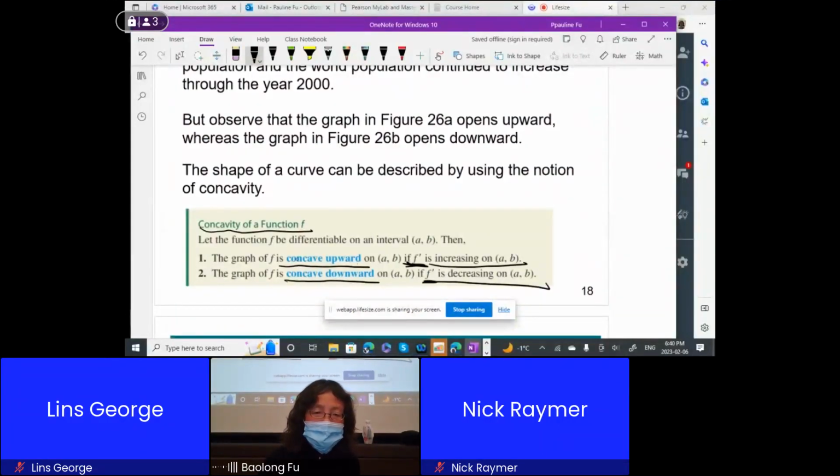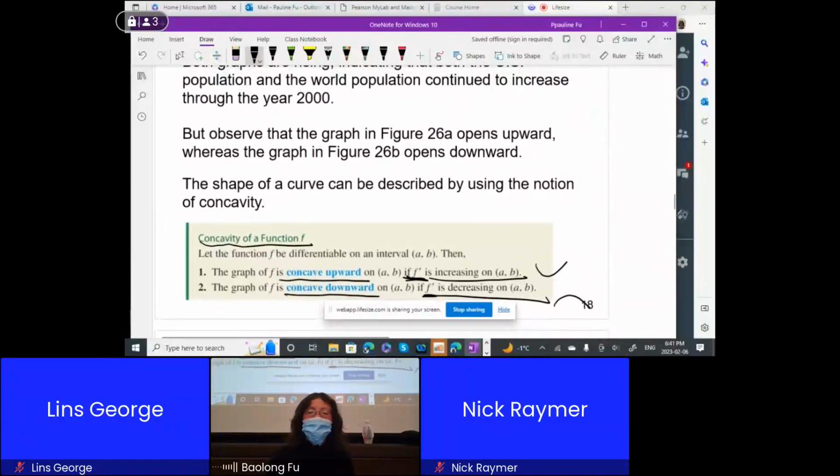The graph for concave up is like this. The graph for concave down is like this. Concave up, concave down. Any questions?